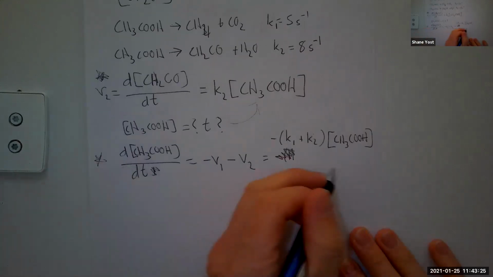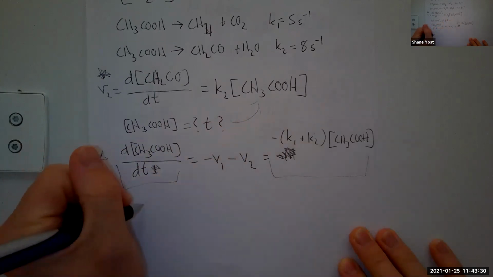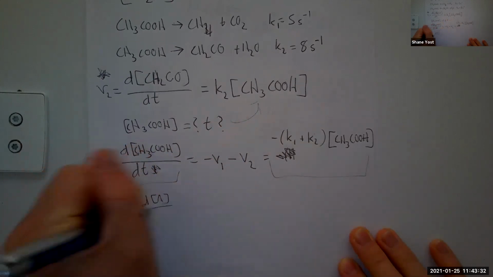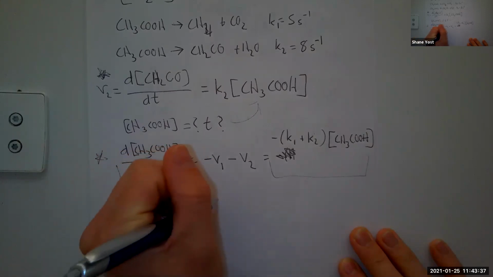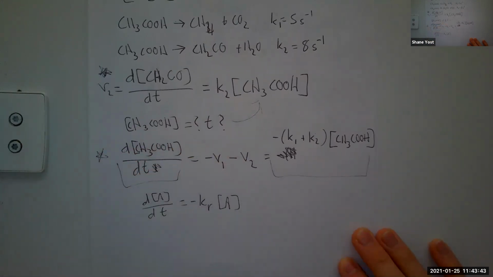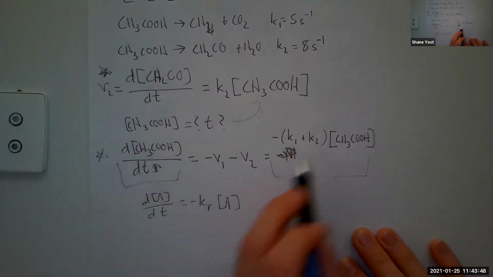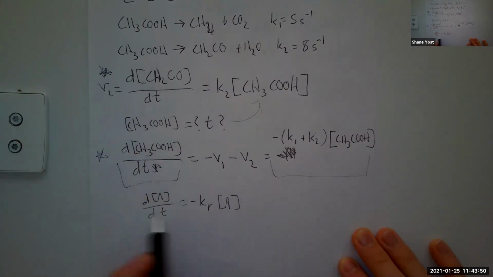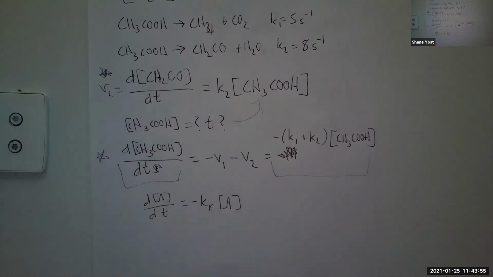Right, and so this reaction, this equation here, this part, is just the same thing as dA/dt equals minus KR A. If I call CH3COOH A, and then K1 plus K2 is KR, I have this differential equation, which we solved for before. This is just our differential equation for a first order reaction.